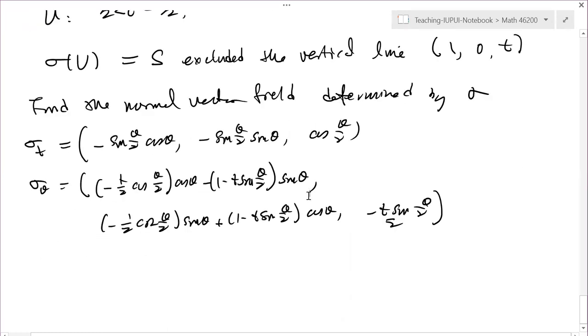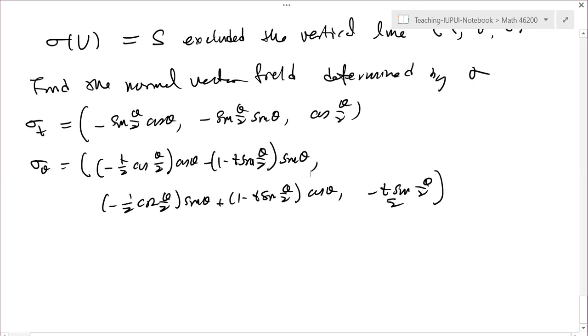Now we have these three components. We have to look at the cross product. And when you look at the cross product, how do we simplify it a little bit?